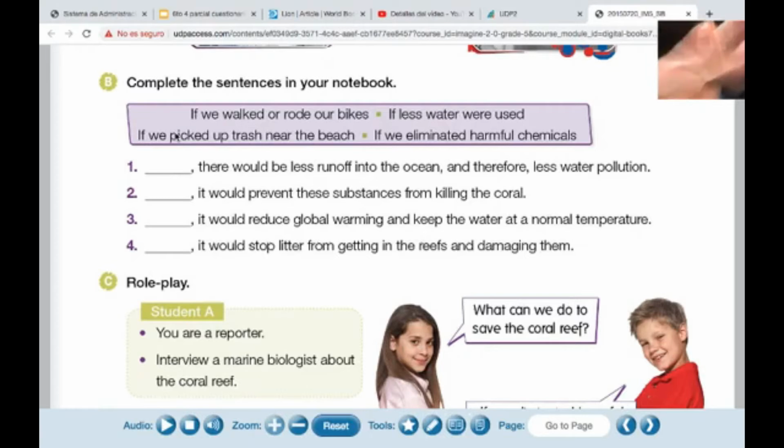Okay, number 3. Listen and complete. If we walk or rode our bikes, it will reduce global warming and keep the water at a normal temperature. Okay, number 4. Final. You have to listen. If we pick up trash near the beach, it will stop litter from getting in the reefs and damaging them.